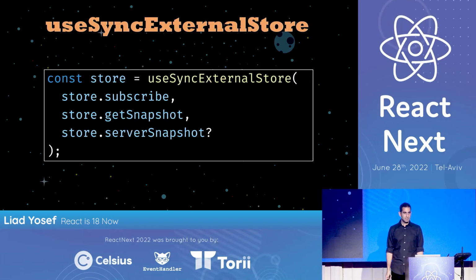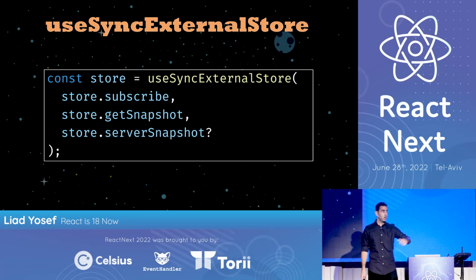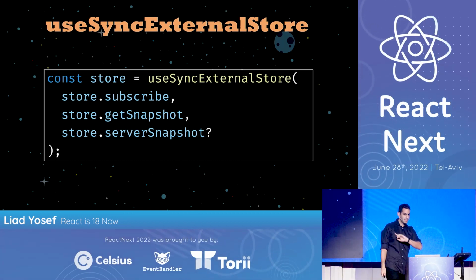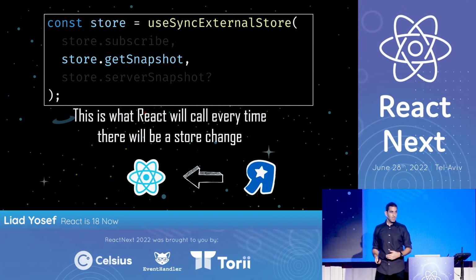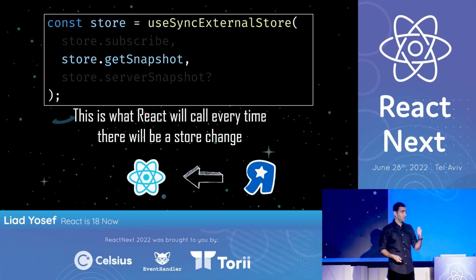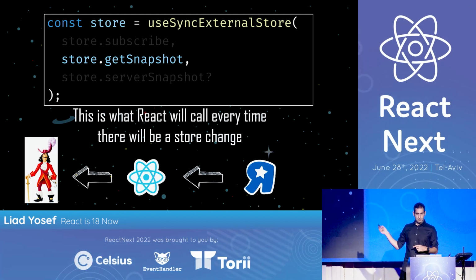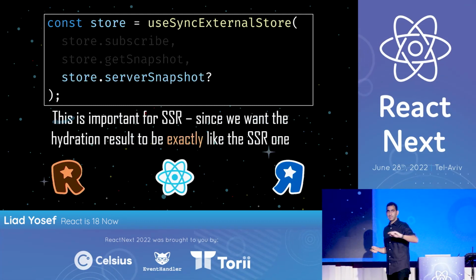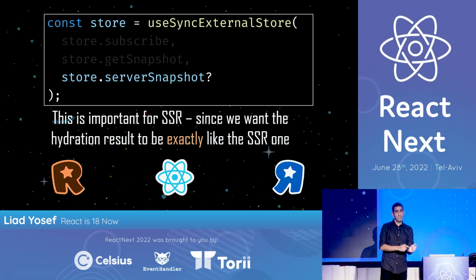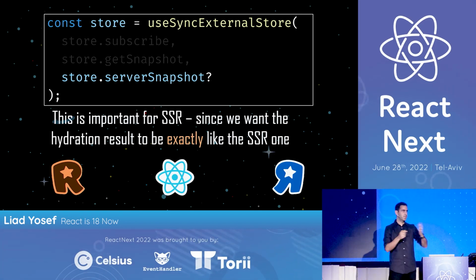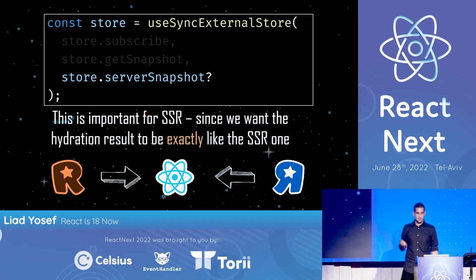So in useSyncExternalStore, you can just use this new hook in order to provide React a way to subscribe to a store, a way to get the value from the store, and a server snapshot that we'll see in a second. So you need to provide a way for React to subscribe to changes in the store. You need to provide a way for React to get the value from the store. And the third thing is that you need to tell React what is the value that your server rendered in the SSR. Why? Same problem as before. If in the SSR it will get a certain value, and in the hydration it will get another value, then React won't know how to do the hydration. So you have to provide a server snapshot if you do SSR.